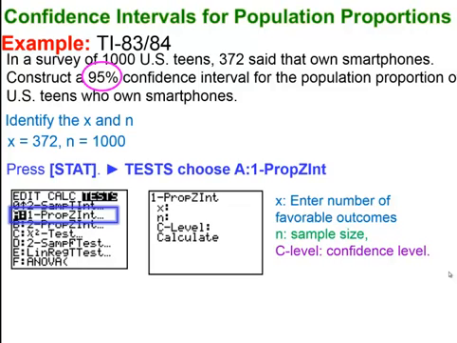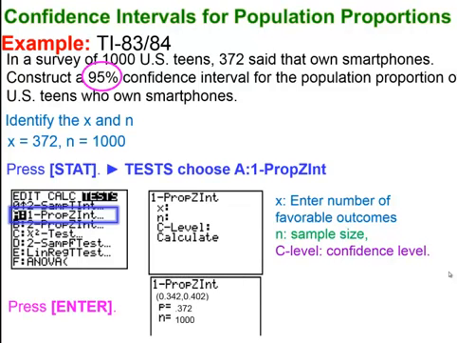In this screen, you want to enter in your X value, and in this case, it's that 372, and you want to enter in your N value, the sample size, which is 1,000, and that level of confidence, which is that 95. You have to enter it in as a decimal, so it'll be 0.95 that you enter in to the C level. And then you're going to press enter, and you're going to find your confident interval. In this case, our confident interval is 0.342 to 0.402.